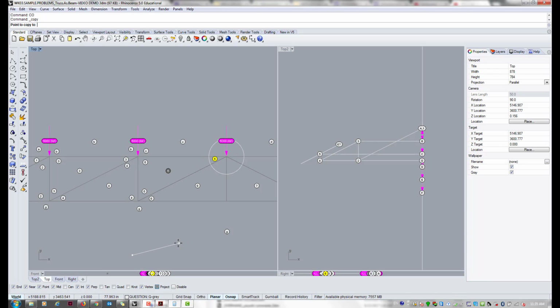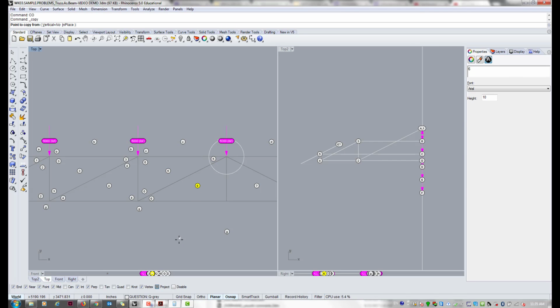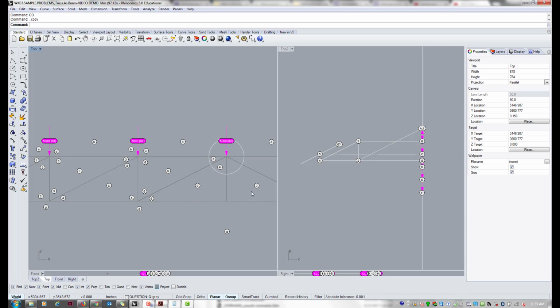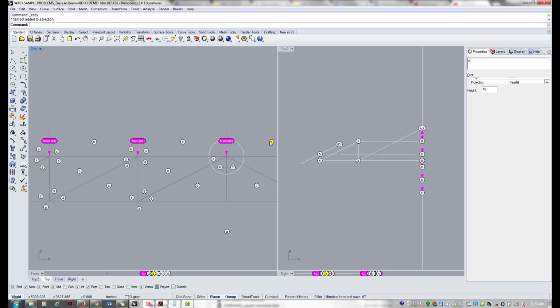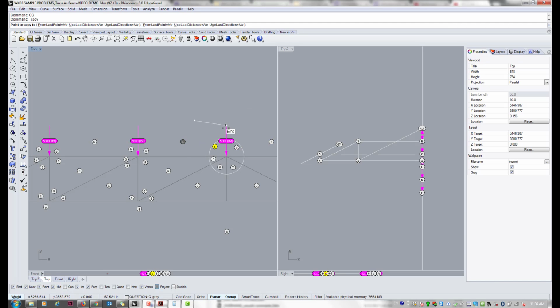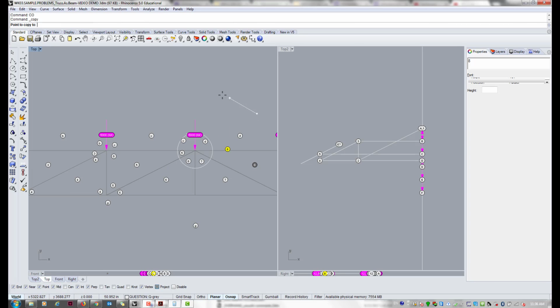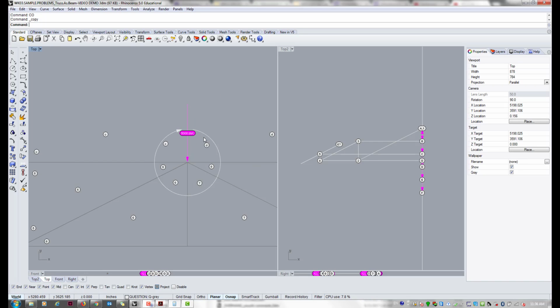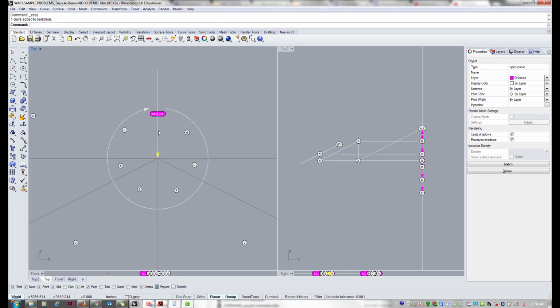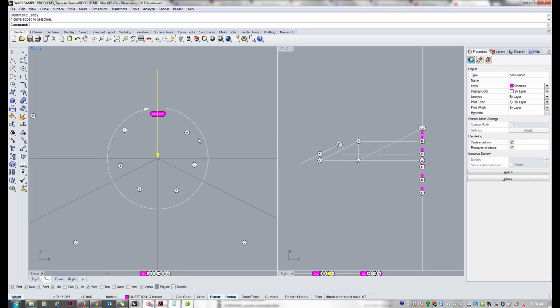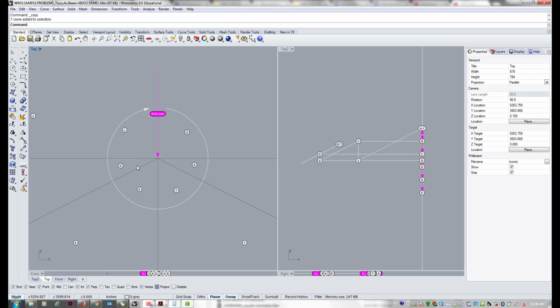So now 5, 6, 7, B, C, and 8. And so this is CD, which we have. Actually, let's look at it from here.